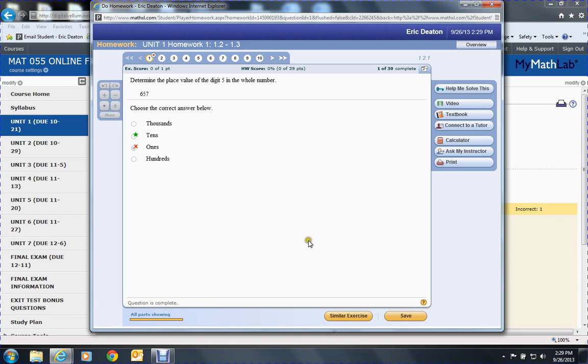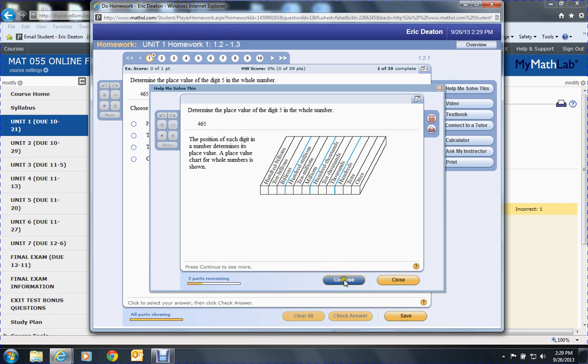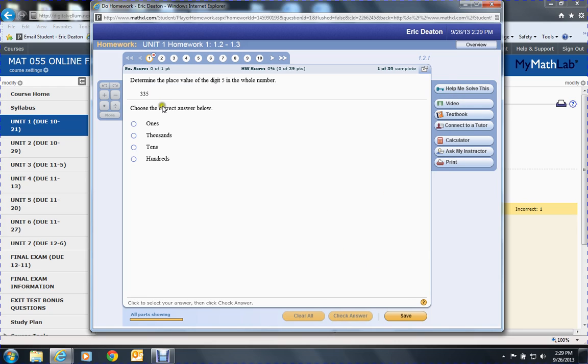But the thing is, I don't have to be satisfied with that. So I'm going to hit similar exercise. What it does is it gives me a new number to look at. If I need any help, I can come over here and use some of these learning aids. Help me solve this. If you click on it and go through the process, you'll see the number changes once you click off of it.